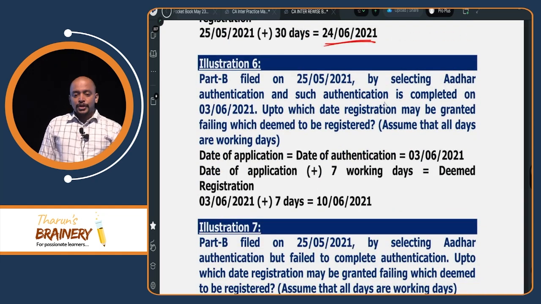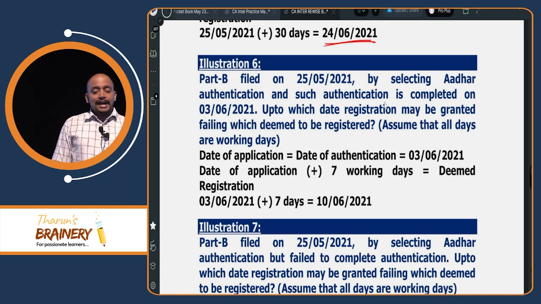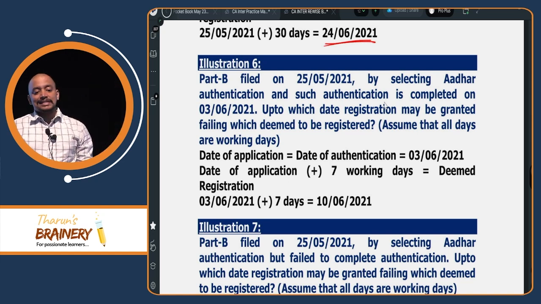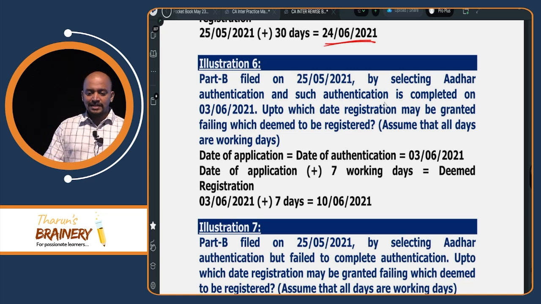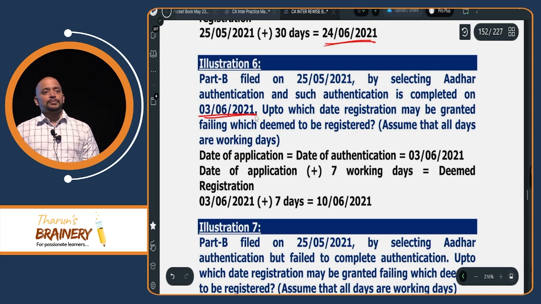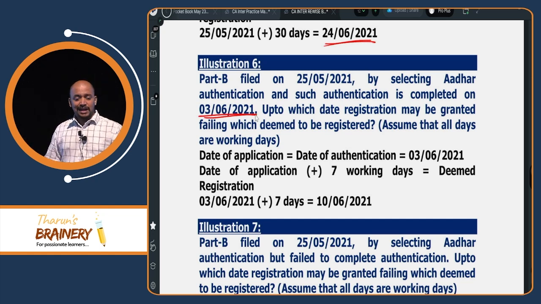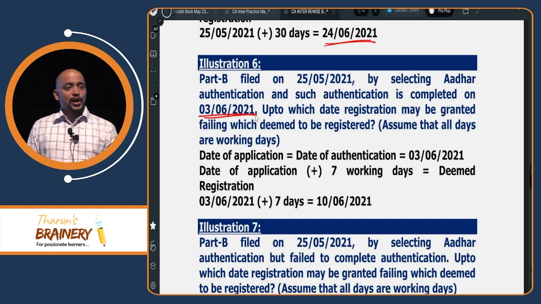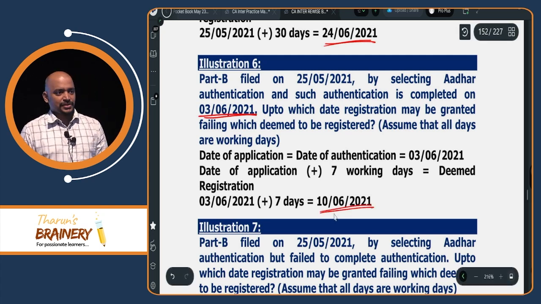Then next, illustration 6. Part B filed on 25/5/2021 by selecting Aadhaar authentication, and such authentication is completed on 3/6. Up to which date registration may be granted, failing which deemed registration? Assume all days are working days. So what is the date on which you completed authentication? 3/6. So from 3/6, what is the time limit by which you need to get registration certificate? 7 working days, assuming all days are working days. So from 3/6, 7 days is what? 10/6. So by 10/6, we need to get registration, otherwise deemed registration.